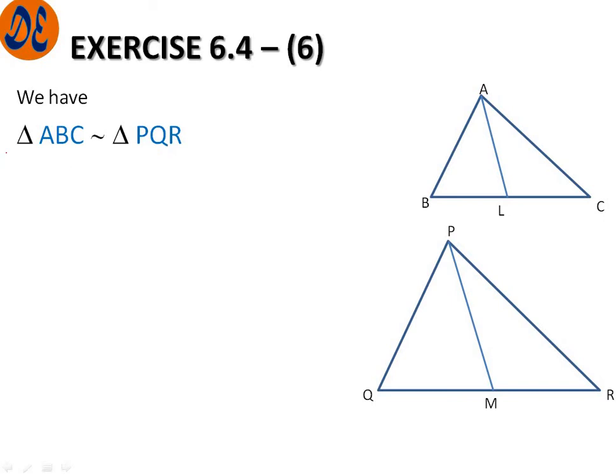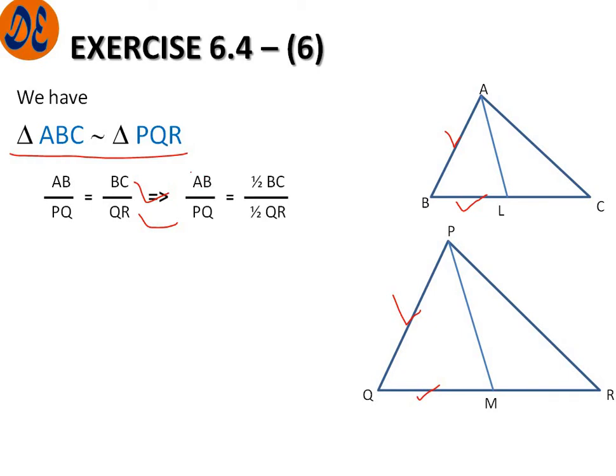What we have? We have got two similar triangles. So if both triangles are similar, then we have AB by PQ is equal to BC by QR. That means BC this side by this side, they both are equal because both the triangles are similar. Now we can extend this one as multiply numerator and denominator both by half. So we are getting this one.